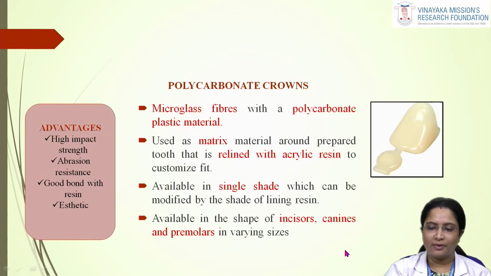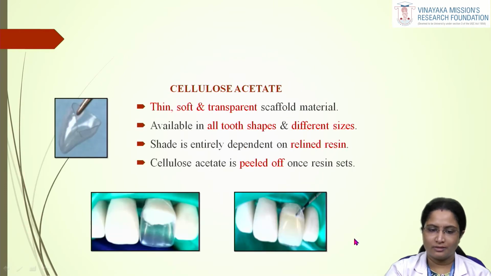Next will be polycarbonate crowns. They are nothing but material made of microglass fibers with polycarbonate plastic materials. Here we have to reline the material with acrylic resin so that it properly fits the prepared tooth. Only a single shade is available. The shade of the provisional restoration is based on the lining resin which is inside the shell. It is available for incisors, canines and premolars and not for molars.